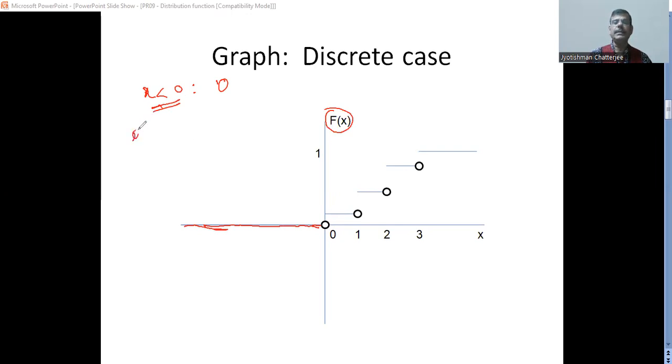As soon as it reaches 0, there is a sudden jump. And what is that jump? Starting from 0 up to before 1, Fx is equal to 1/8. So this is 1/8. So starting from 0 up to before 1, this one, very important. It continues at the height 1/8.